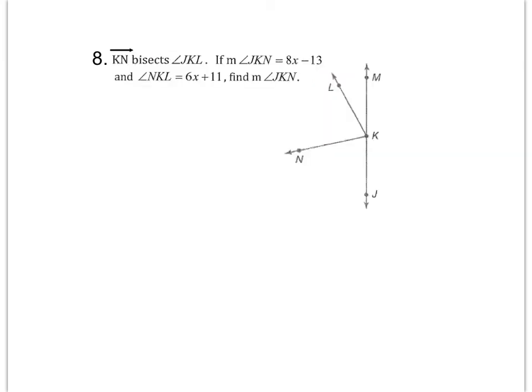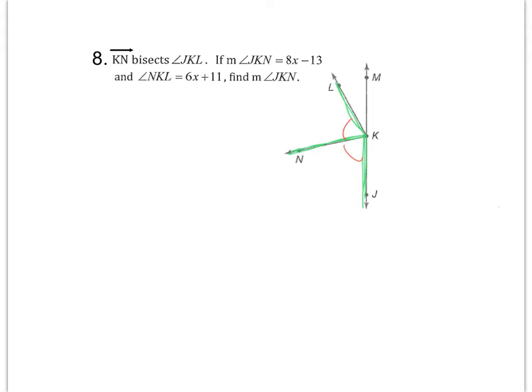Let's try number 8. So notice it says ray KN bisects angle JKL. Well, if you find angle JKL, here's J to K to L, it's this green angle right here. That's getting bisected by ray KN. That means it's getting cut in half. So what's happening is this part and this part are the same size.